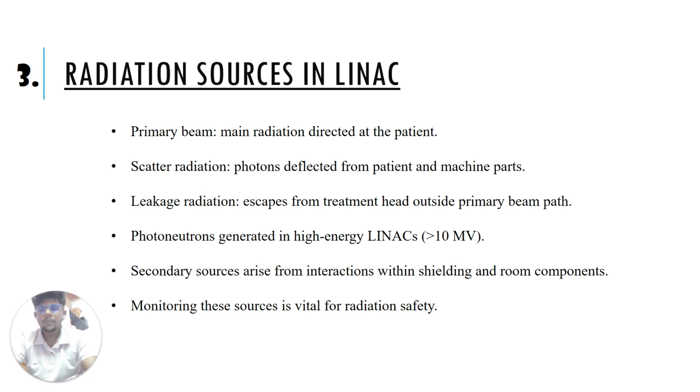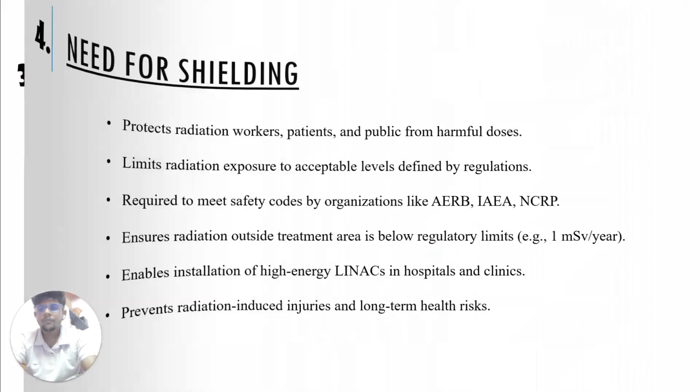Radiation sources in the LINAC: primary beam, scatter radiation, leakage radiation, and photoneutrons generated in the high energy LINACs above 10 MV. Secondary sources arise from the interaction between the beam and the shielding and room components. Monitoring these sources is vital for radiation safety.